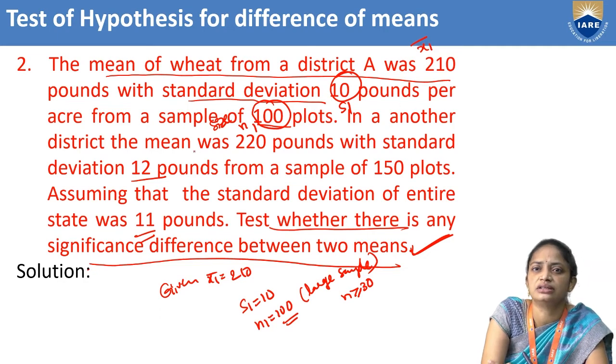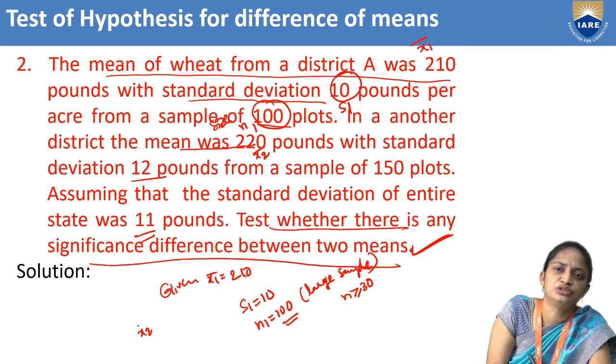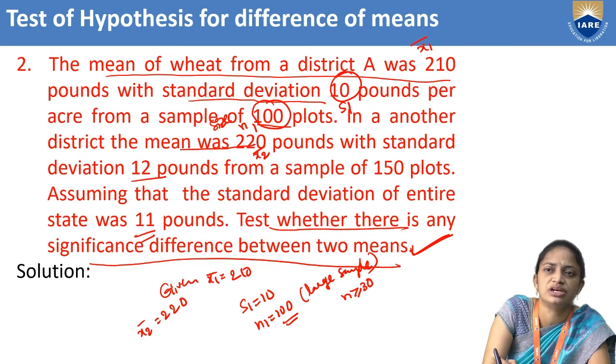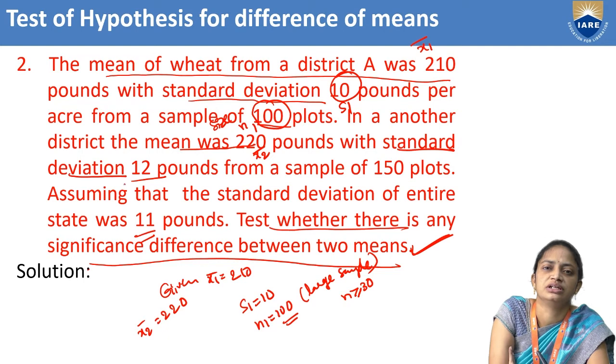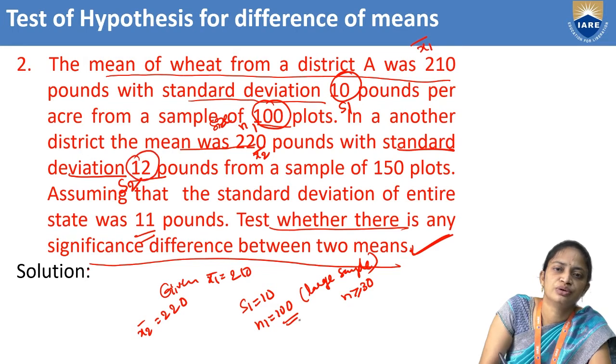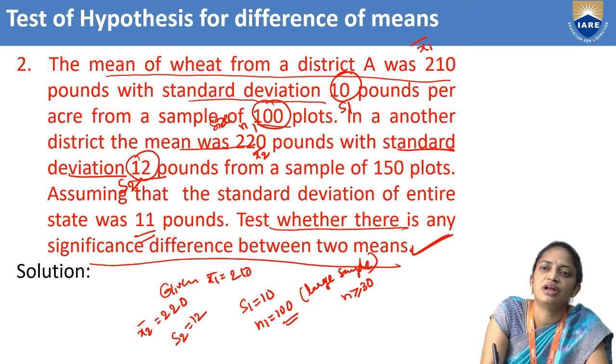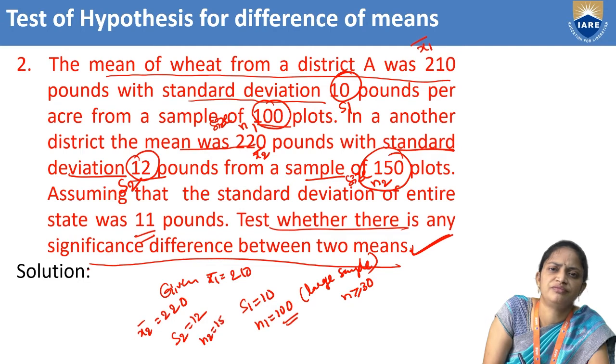Okay. So in another district, the mean of the sample, that is x2 bar equal to 220 pounds, with sample standard deviation. We know that sample standard deviation is denoted with S. Already we have one sample standard deviation, that's why we need to write S2. So S2 equal to 12, from a sample of 150 plots. We know that the sample size is denoted with n2. So n2 equal to 150.